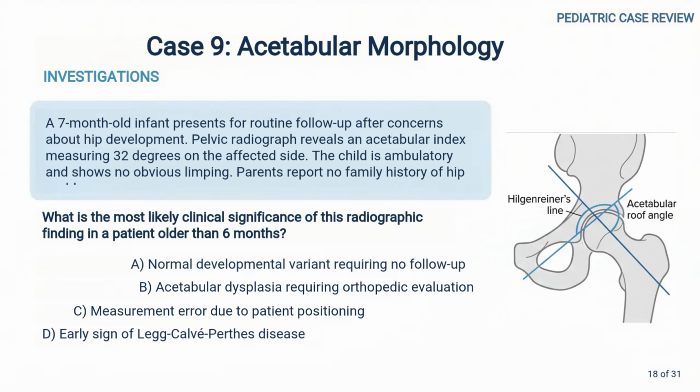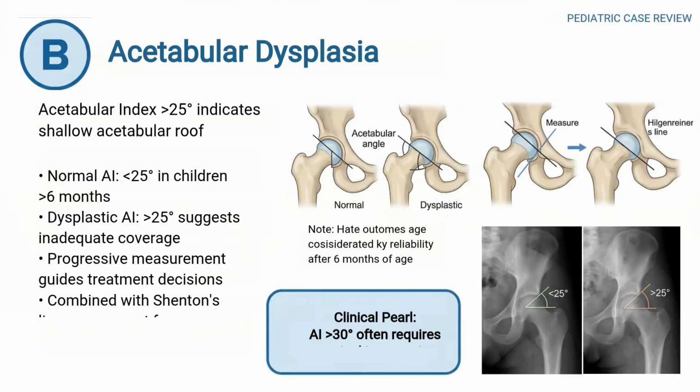Option A, normal developmental variant requiring no follow-up. Option B, acetabular dysplasia requiring orthopedic evaluation. Option C, measurement error due to patient positioning. Option D, early sign of Legg-Calvé-Perthes disease. The correct answer is B, acetabular dysplasia requiring orthopedic evaluation.